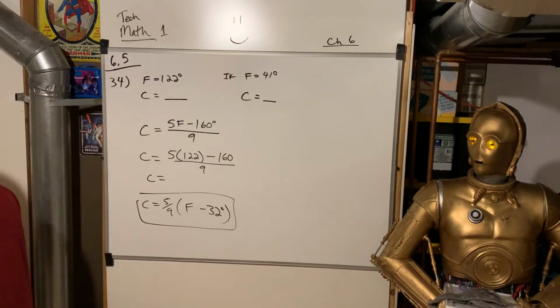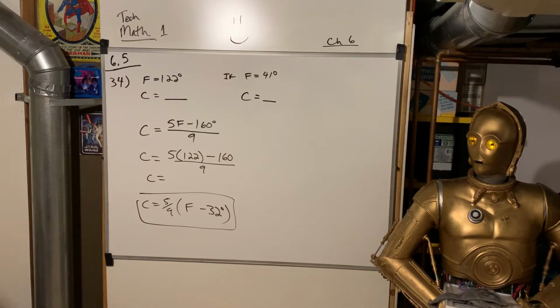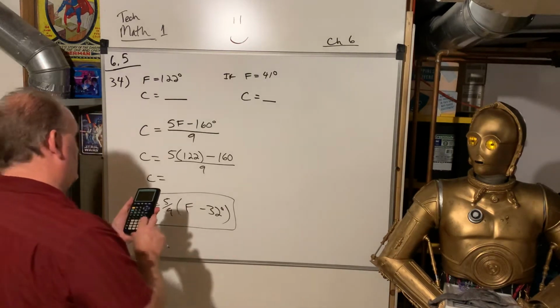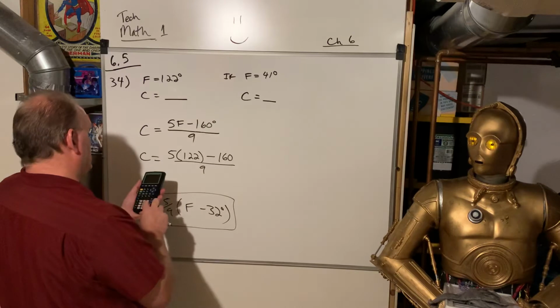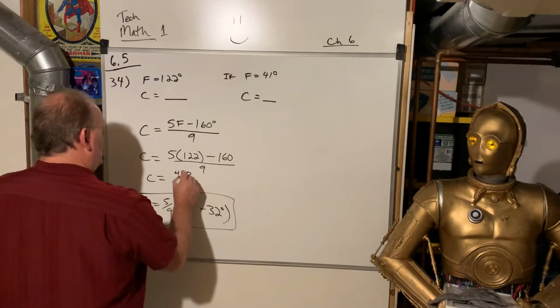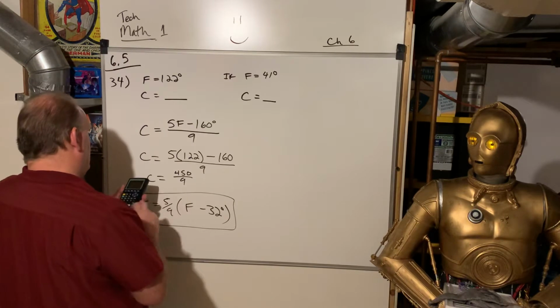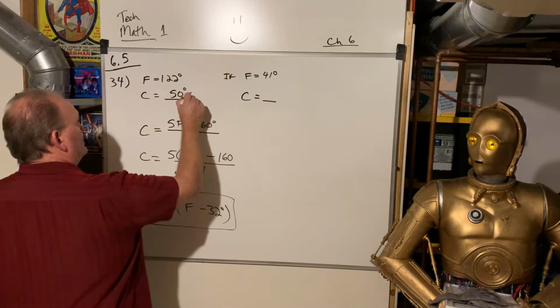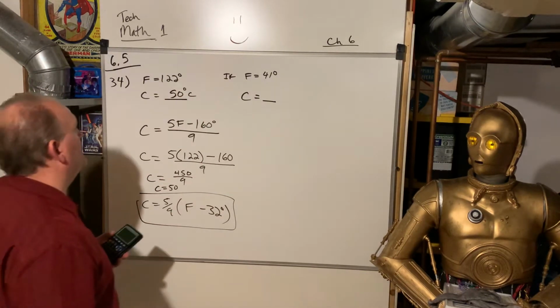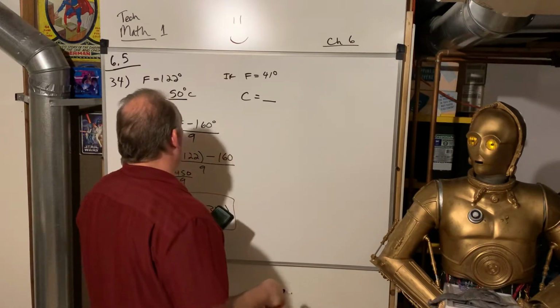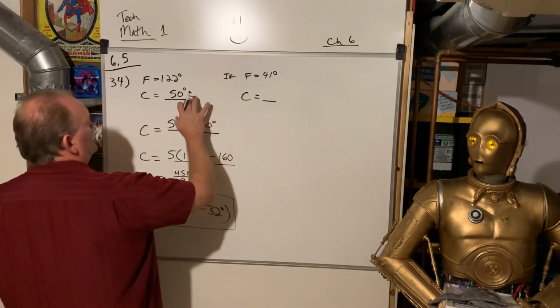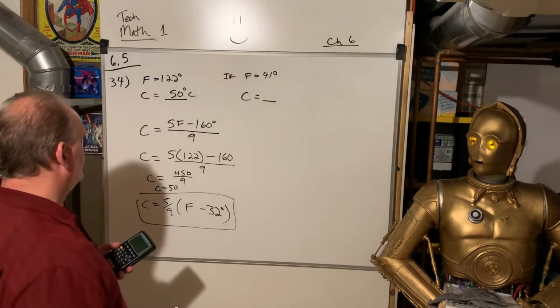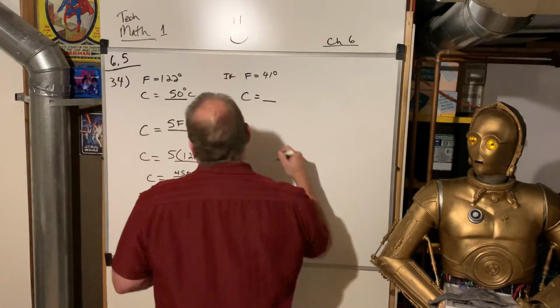So we take 5 times 122, and then minus 160. So that's 450 over 9. Divide that by 9. That is 50 degrees Celsius. So if it's 122 degrees outside and you're cooking eggs on the sidewalk, that would be 50 degrees Celsius. All right. How about 41 degrees?